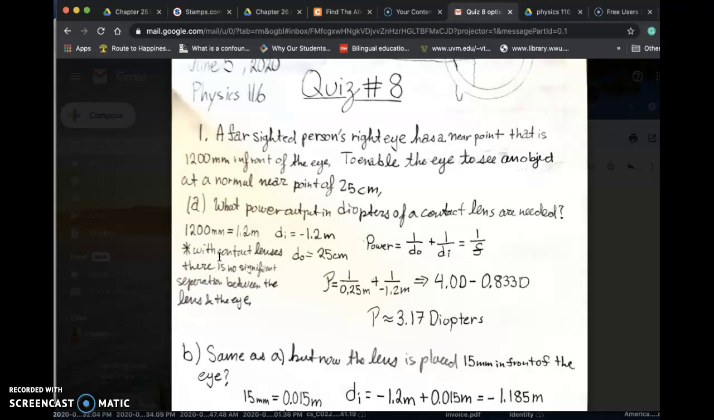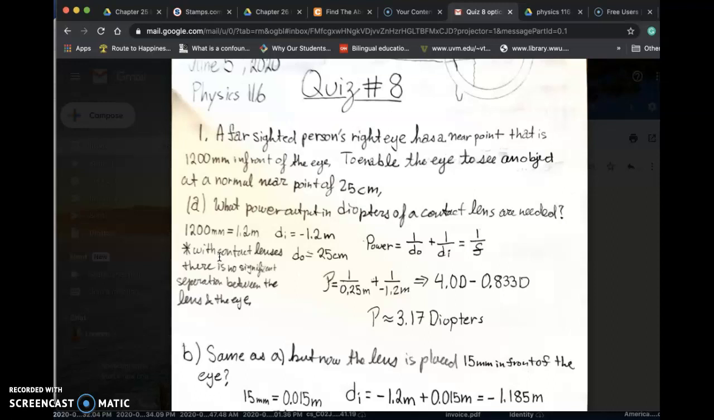So the power here is 1 over the distance of the object plus 1 over the distance of the image, which I think was 1 over the focal length. But in this case, we're just figuring out power, which is 1 divided by 0.25 meters plus 1 over negative 1.2 meters. This equals 4 diopters minus 0.833 diopters, which gives us a power of 3.17 diopters.